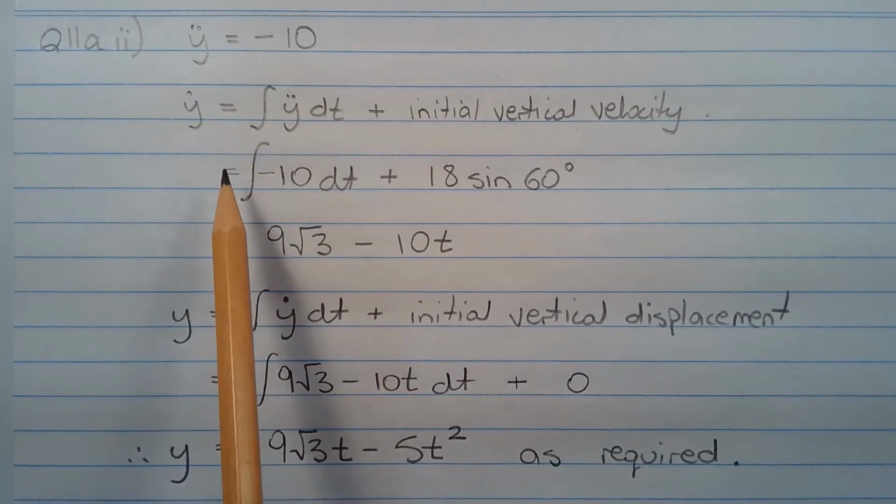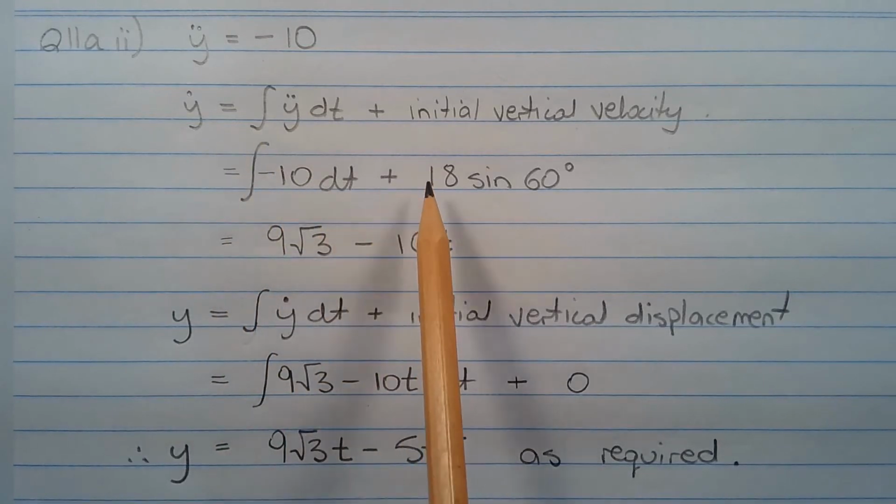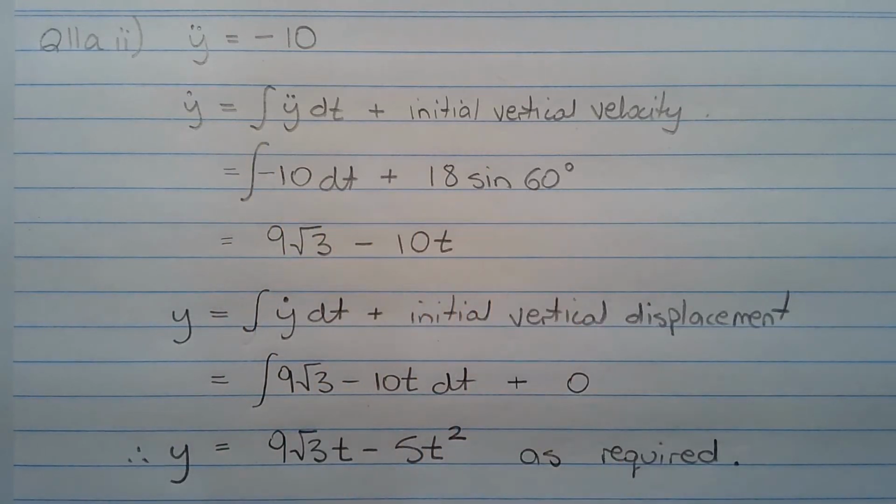And that equals the integral of negative 10 dt plus 18 times sine 60 degrees, which equals 9 root 3 minus 10t. Now the displacement of the particle in the vertical direction with respect to time is equal to the integral of the vertical velocity with respect to time plus the initial vertical displacement. Now the initial vertical displacement is 0 because the particle is starting from the origin. So y is equal to the integral of 9 root 3 minus 10t dt plus 0, which equals 9 root 3 times t minus 5t squared as required.